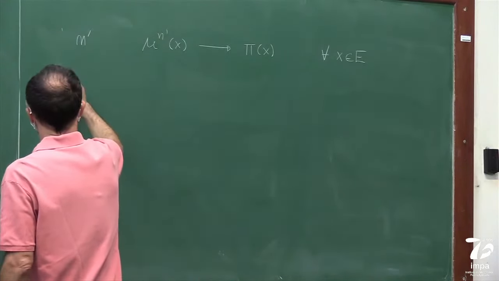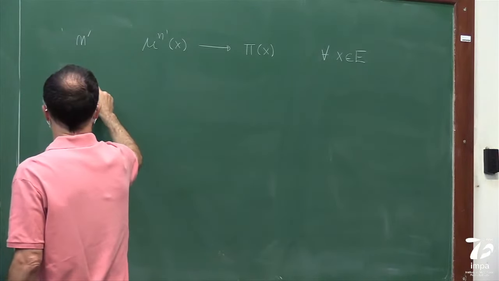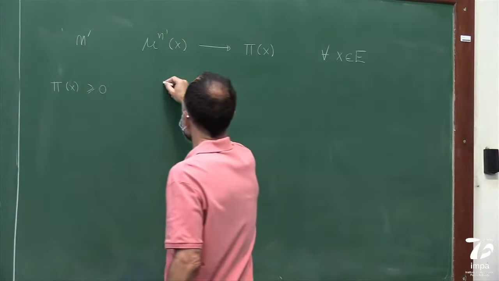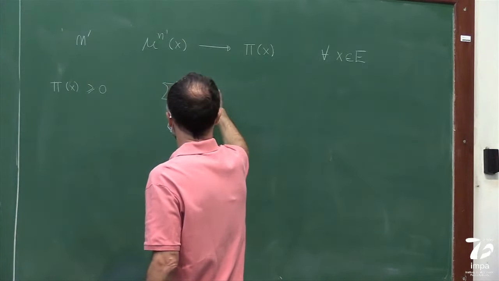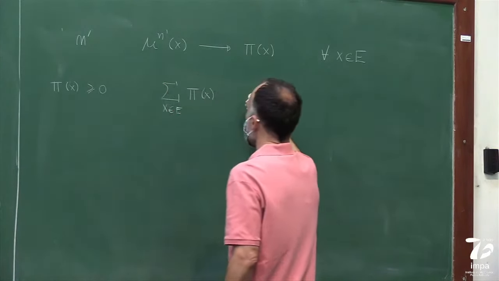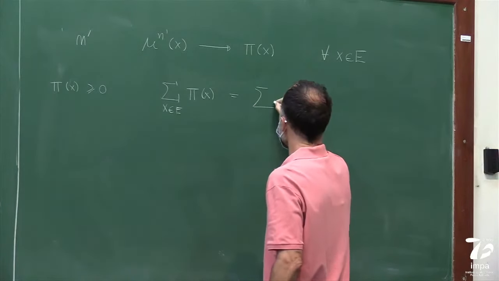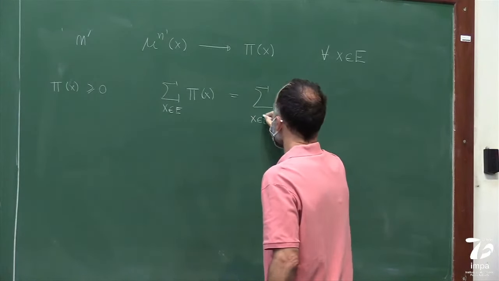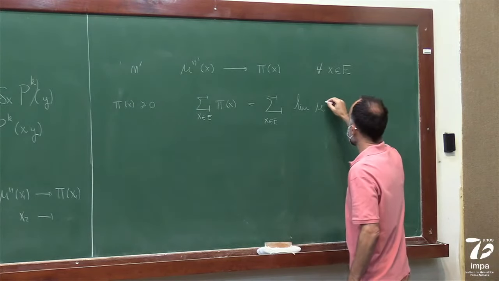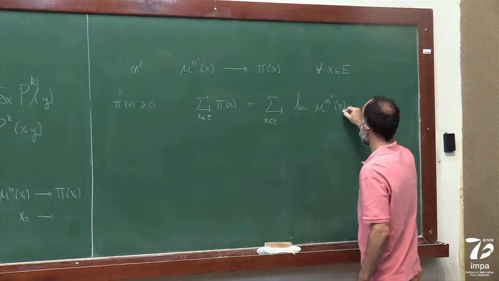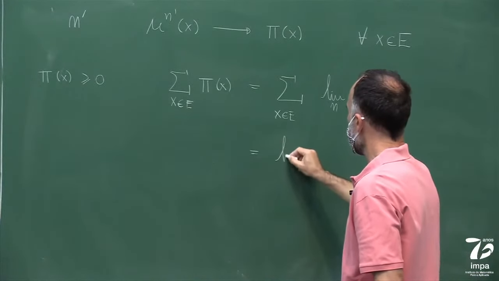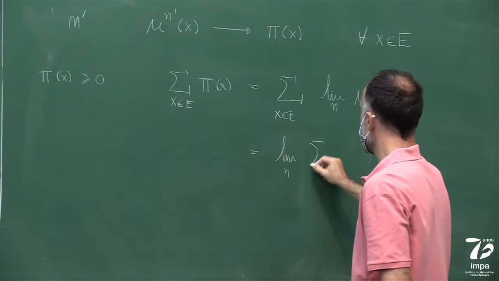One observation is that pi of x is of course non-negative, and also that the sum of pi of x is equal to 1. Because the sum over x in E of pi of x is equal to the sum of the limit of mu n prime of x. But this sum is finite, so I can exchange the limit with the sum.